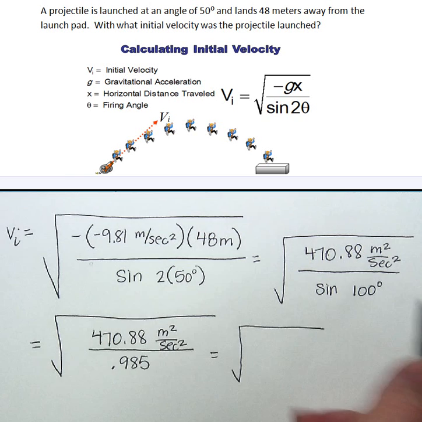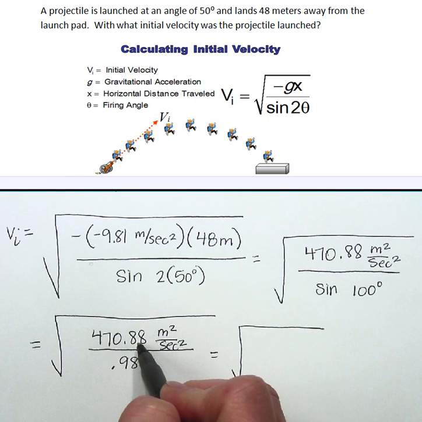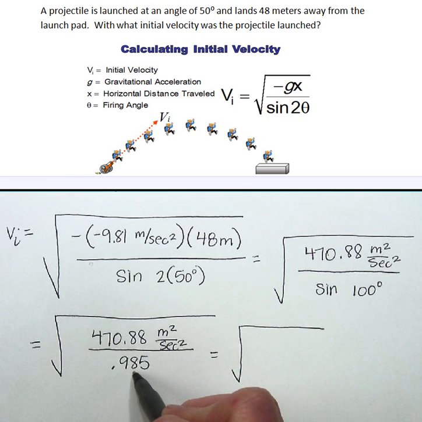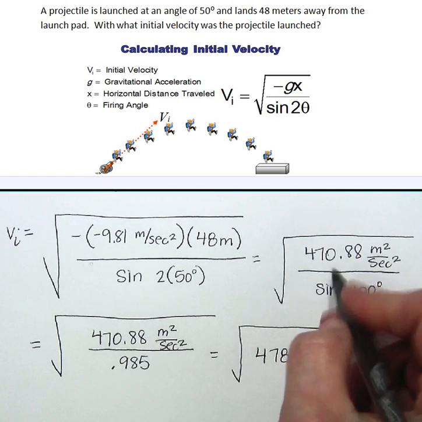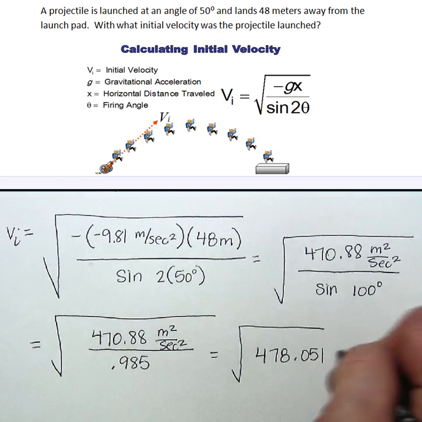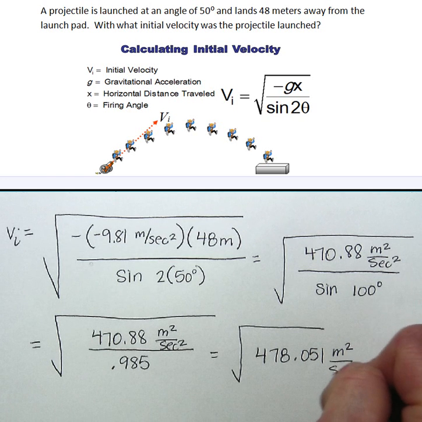Next, I'm going to divide 470.88 by 0.985. And when I do that, I get 478.051 meters squared per second squared.